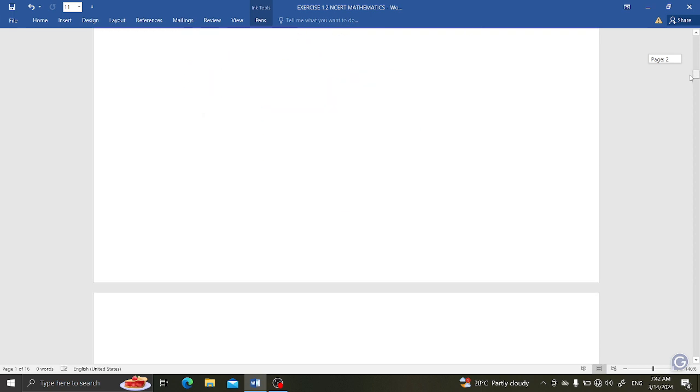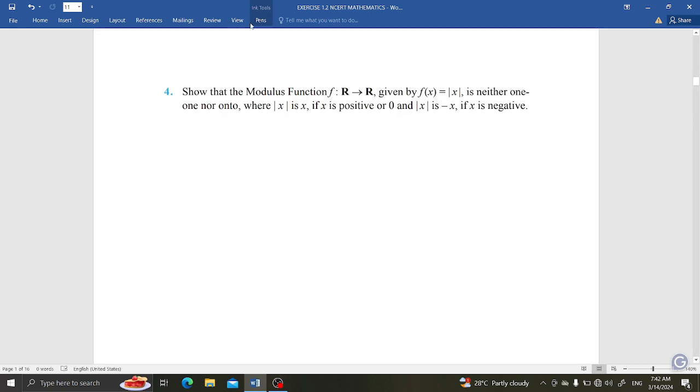Next one. The next question is, again we need to show that the modulus function f from R to R given by f of x equal to mod of x is neither one-one nor onto. The same thing we need to prove. And they also define it: mod x equals x if x is positive, or 0.